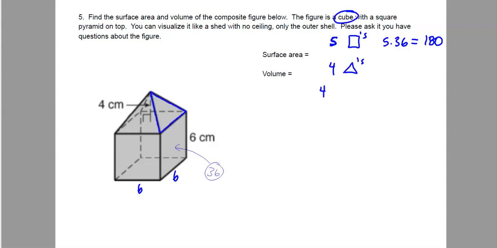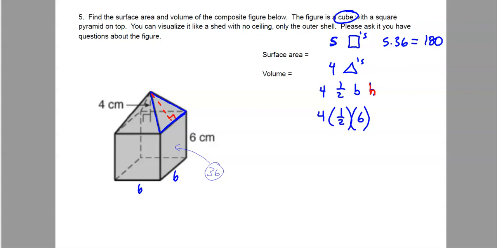Sorry about that. So 4 triangles. So for a triangle, I have 4 times 1/2 base times height. And I have the base. The base is 6. So we have 4, 1/2, we have 6. Height is a little bit tricky. All right, so I need this h, and the height is right here, kind of coming down on that edge.